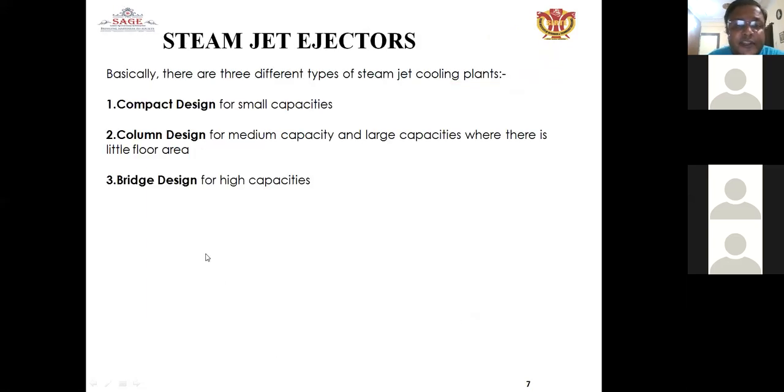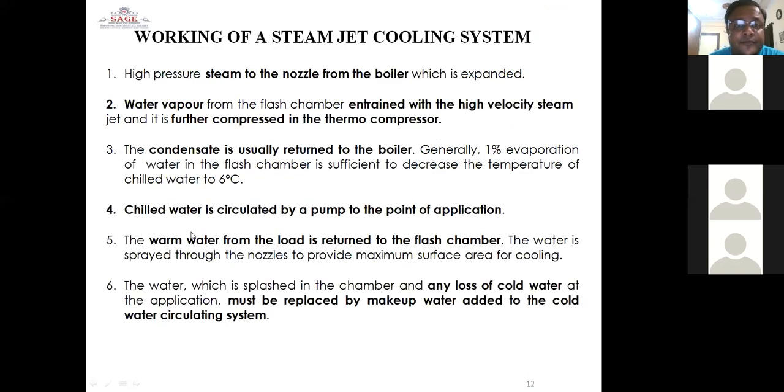Steam jet injector: basically there are three different types of steam jet cooling plants. Compact design for small capacity, column design for medium capacity, and bridge design for high capacities. Working of a steam jet cooling system: high pressure steam from the boiler is expanded in the nozzle, water vapor from the flash chamber is entrained with the high velocity steam jet, and it is further compressed in the thermocompressor. The condensate is usually returned to the boiler.